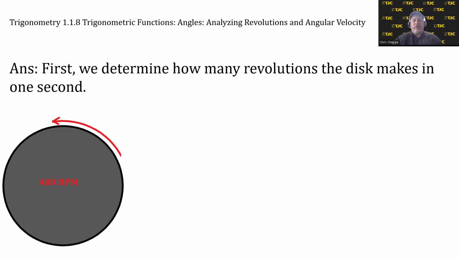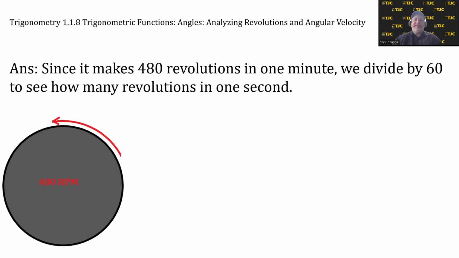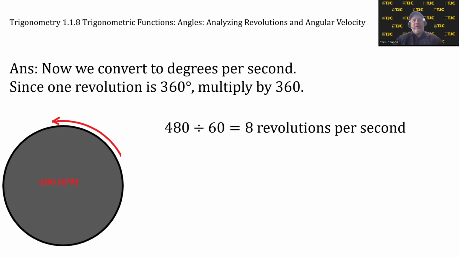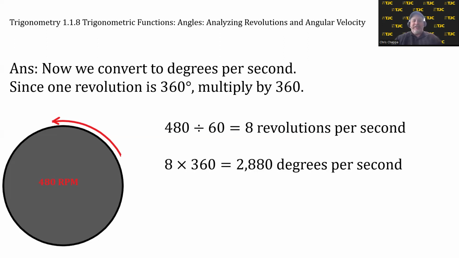Well, first we have to determine how many revolutions the disk makes in 1 second. Since it makes 480 revolutions in 1 minute, and there are 60 seconds in a minute, we divide by 60 to see how many revolutions in 1 second. 480 divided by 60 is 8 revolutions per second. Now we convert to degrees. We multiply by 360 since 1 revolution is 360 degrees. 8 times 360 is 2,880 degrees per second.